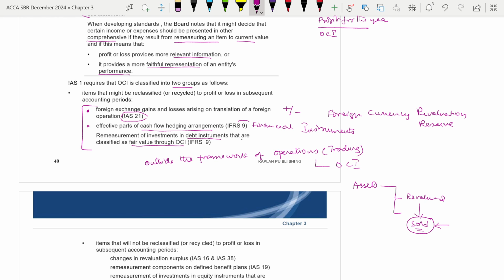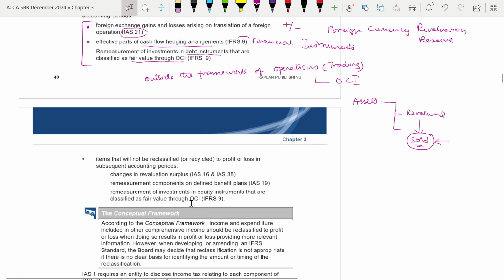Is it okay? Yeah. Right. Interesting things. You will come across a lot of things. See, what you are asking has been mentioned here. Items that will not be reclassified to profit and loss account in subsequent periods. Changes in revaluation surplus, property, plant and equipment. IAS 38, intangible assets. Remeasurement component of defined benefit plans, this is employee benefits. Is it right? You're talking in terms of employee benefits. They will give one question on this employee benefits for 8 to 10 marks.